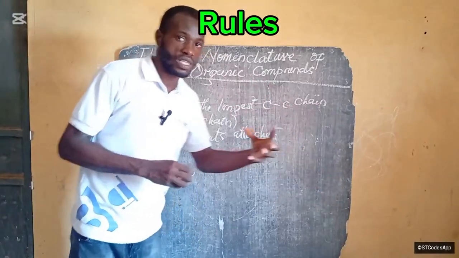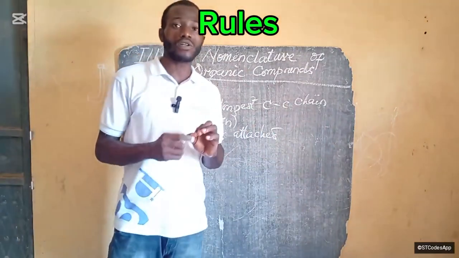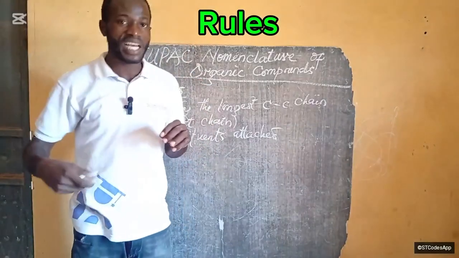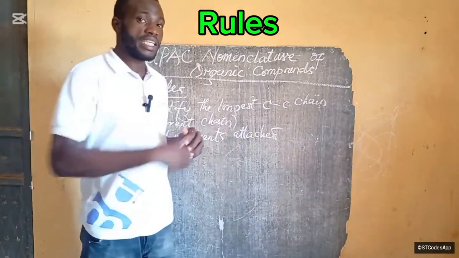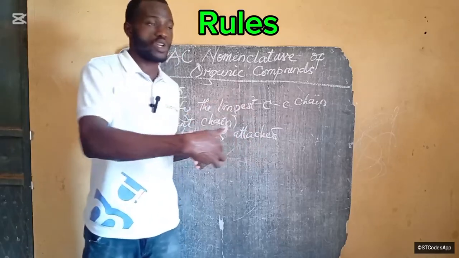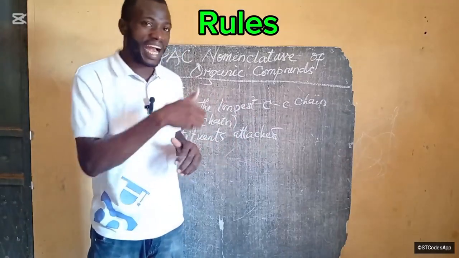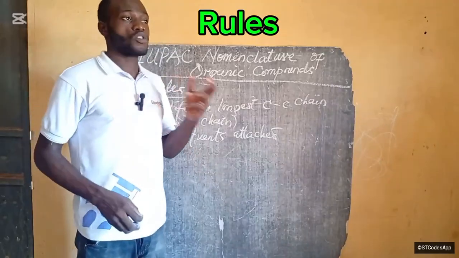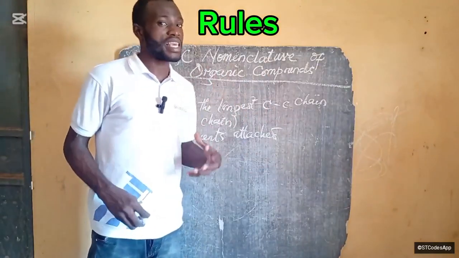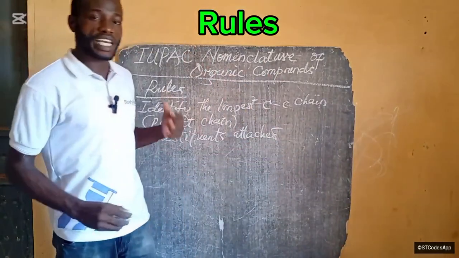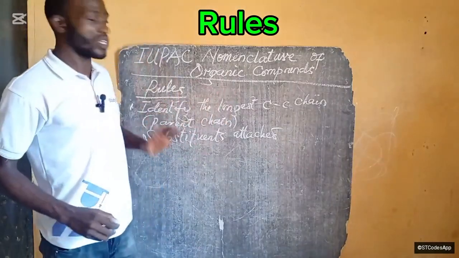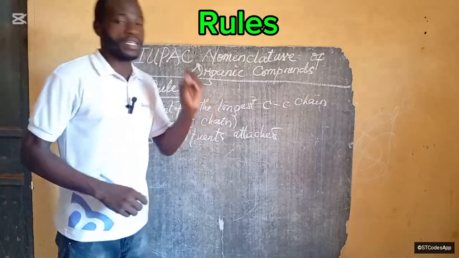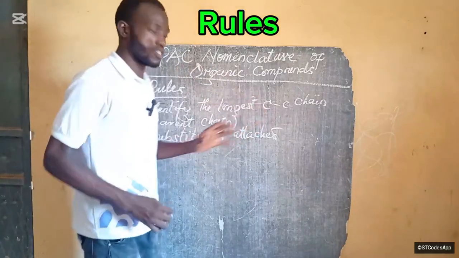Now, what are the substituents? The substituent is going to be any other molecule or atom that is attached to that chain that is not part of the parent chain and is not hydrogen atom. Albeit, sometimes the attached group might be a functional group. But in the case where it is not a functional group, it will be called what? A substituent. Any other group that is not part of the parent chain and is not hydrogen atom, that is going to be a substituent.